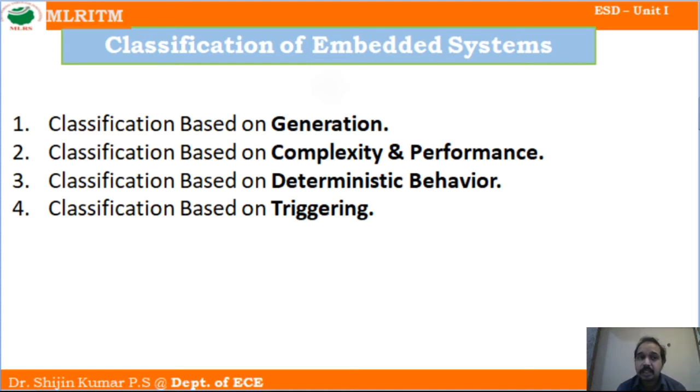The first classification is based on generation, based on the different generations. Second classification is based on the complexity and performance. Third type of classification is deterministic behavior. And fourth classification is based on triggering. These are the four types of classifications. So one by one we will discuss.